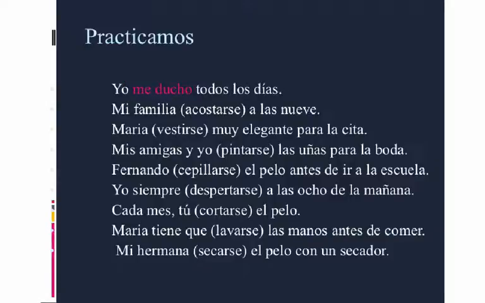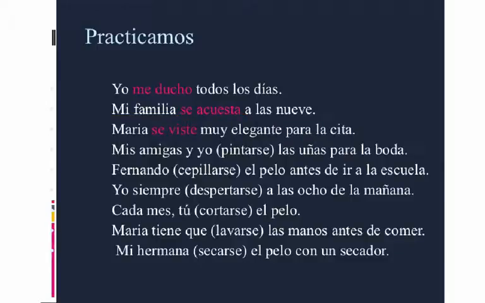Mi familia blank a las 9. Now, before you start conjugating this one, don't forget, mi familia sounds like a lot of people, but how many families is it? Just one. So, this is a singular group right here. So, mi familia se acuesta. A lot of people want to put se acuestan, but it's definitely se acuesta because it's one family. If I said mis hermanos, then it would be se acuestan because hermanos is brothers. But when I say my family, it's just one thing. María se viste muy elegante para la cita. Vestirse is a stem changer, by the way, so that's e to i.